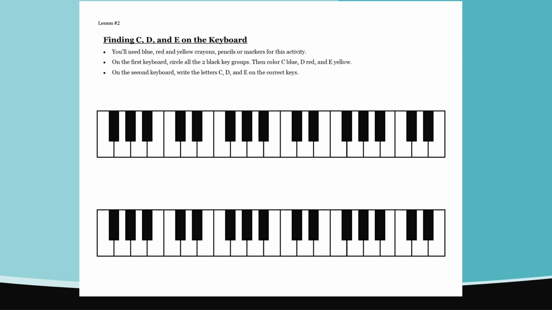Okay, let's check your work. Here are the 3 groups of 2 black keys. All right, so we're going to use those 2 black keys now to find C, D, and E. What I want you to do is take your blue crayon or marker and color all the C's blue. Your red crayon or pencil, and you're going to color all the D's red. And then take your yellow crayon or pencil and color all of the E's yellow. Pause the video, and when you're ready to check your work, press play and we'll check what you've done.